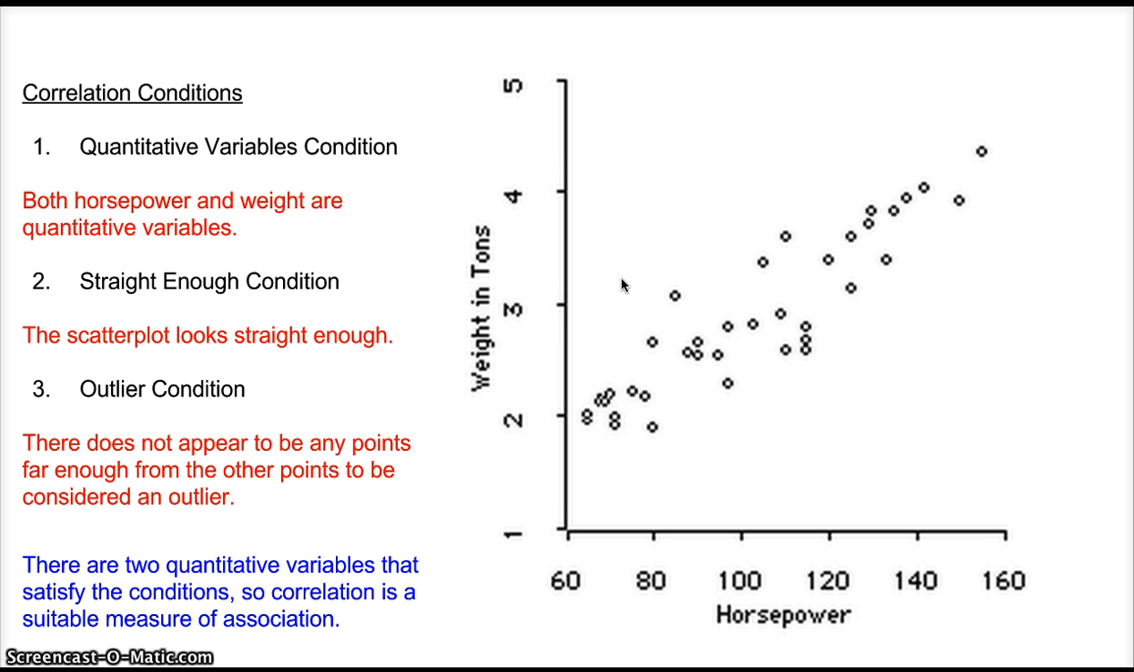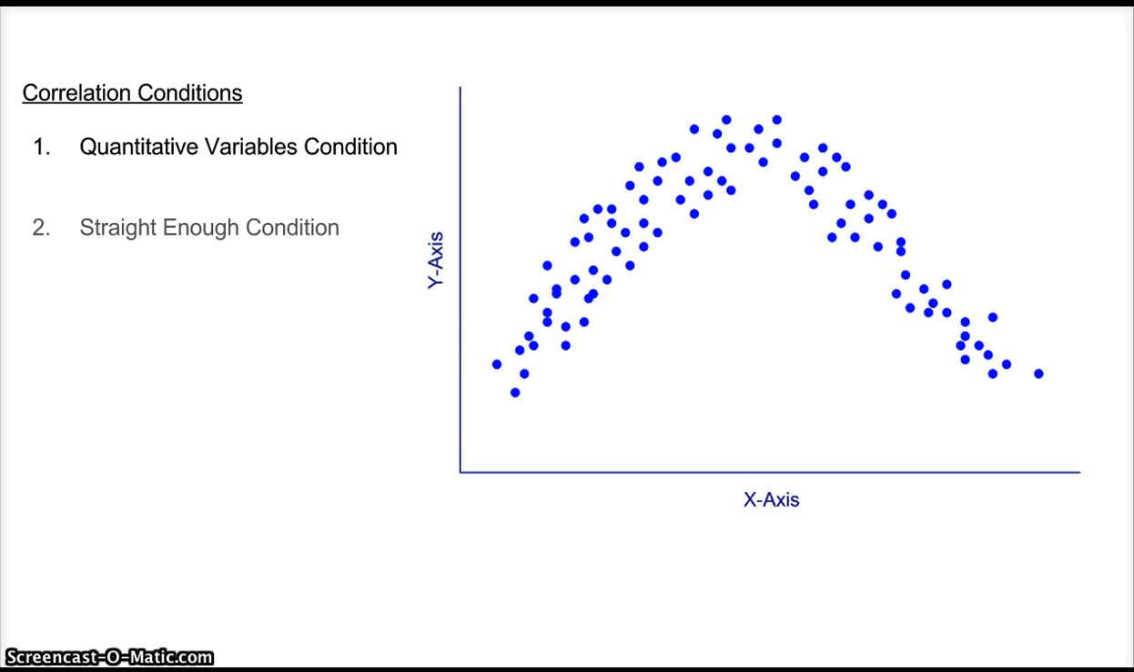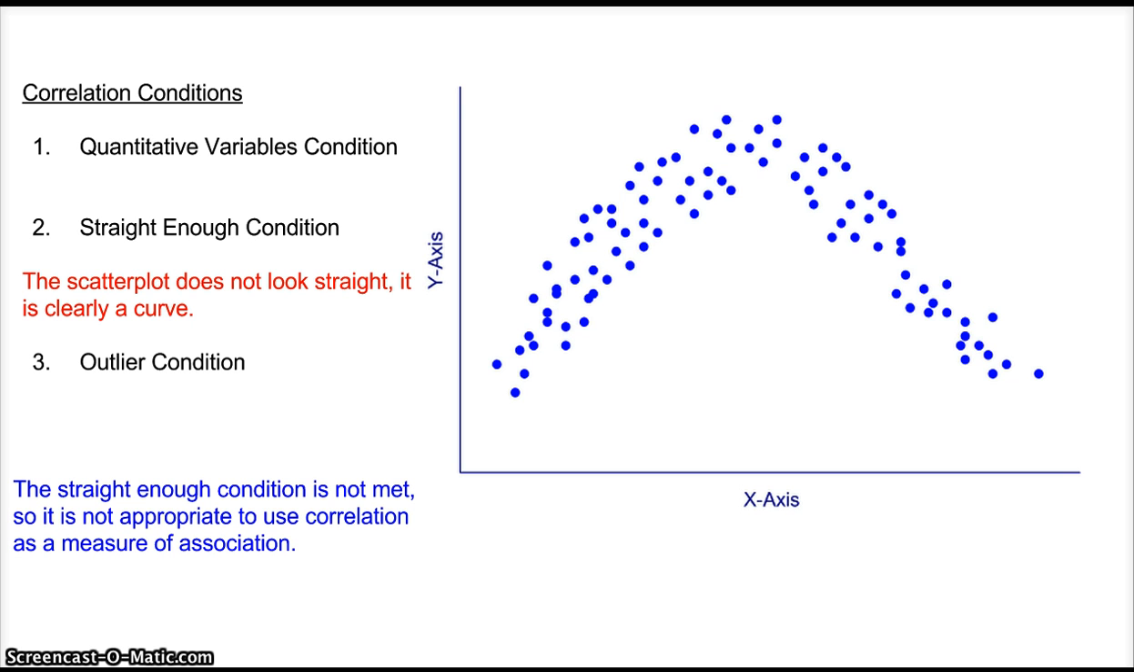If they don't meet it, then you'll say that you're not able to use correlation as a measure of association. Here's another example. Again, we have to first of all look at our conditions, and I'm just going to jump to the straight enough condition because this is not a line, this is a curve. So your statement would be the scatter plot does not look straight, it is clearly a curve, so the outlier condition doesn't matter. And our overall statement would be the straight enough condition is not met, so it is not appropriate to use correlation as a measure of association.